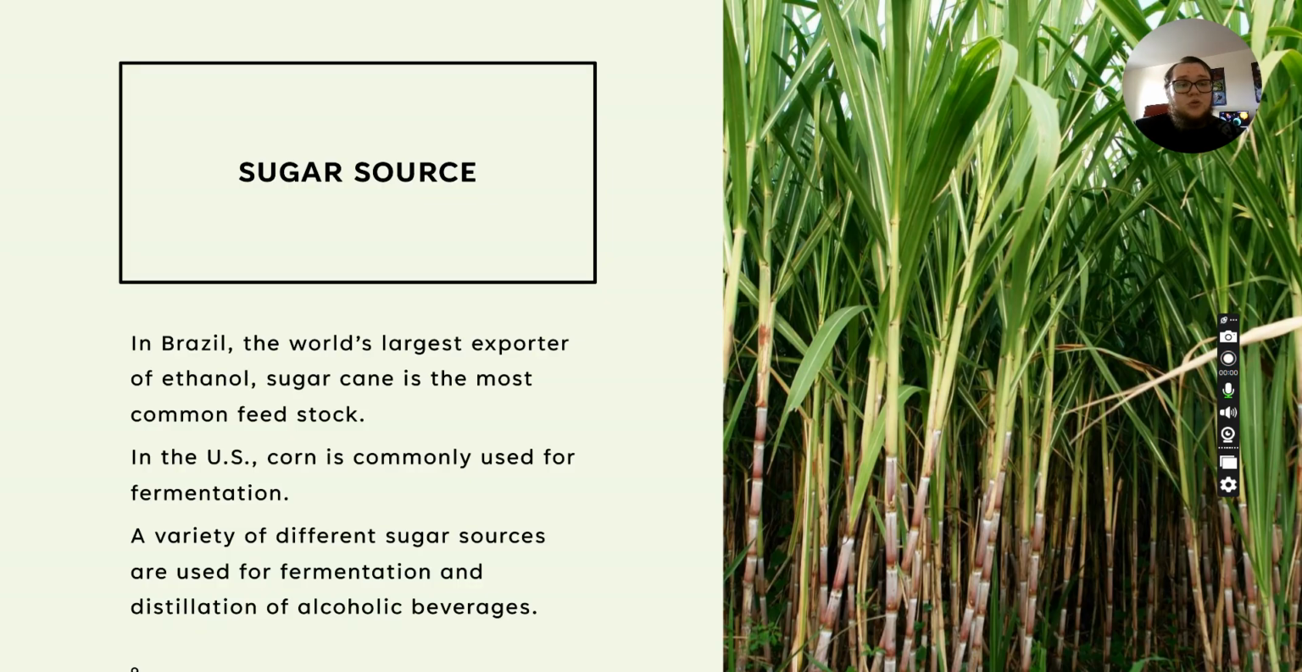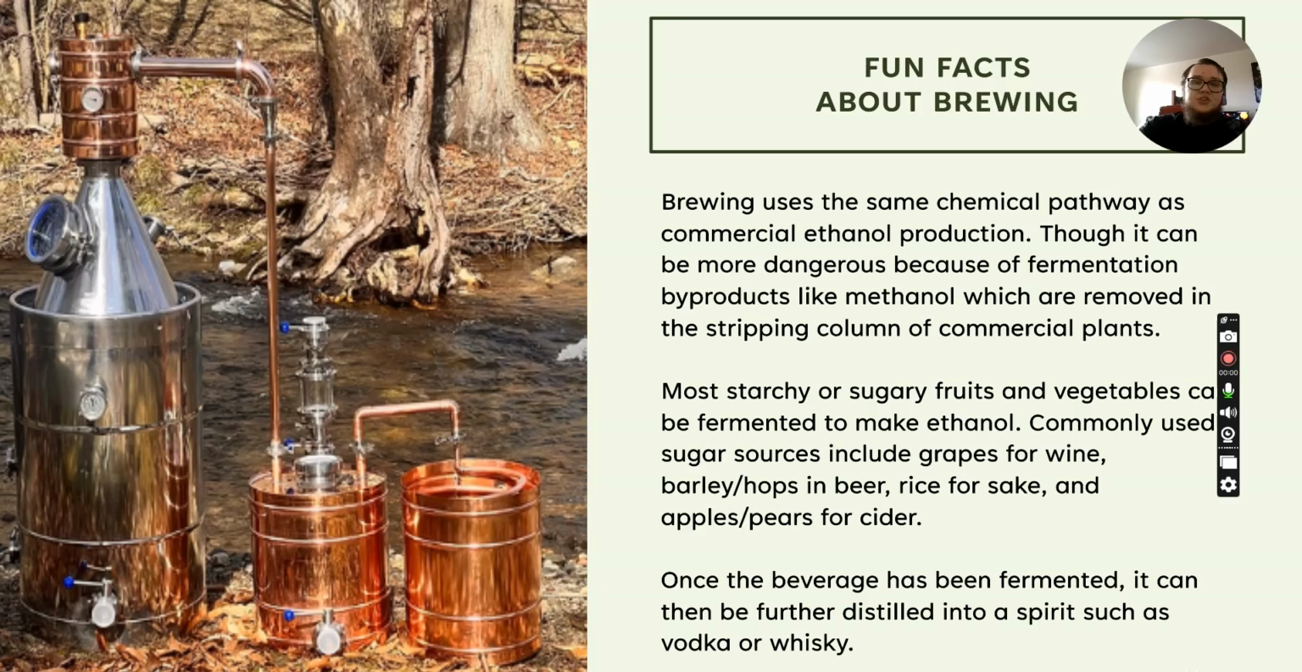Brazil was the largest exporter of ethanol, and sugarcane is their most common feedstock. In the US, corn is our most common feedstock. A variety of different sugars can be used for fermentation and distillation of alcoholic beverages.